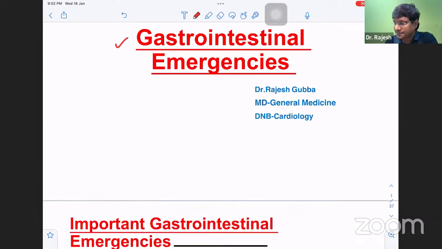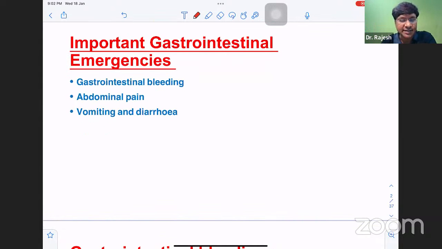Now, if you take up the important gastrointestinal emergencies, what are those? One, the patient will present to the emergency department with gastrointestinal bleeding. This gastrointestinal bleeding would be either an upper gastrointestinal bleeding or a lower gastrointestinal bleeding. And the other presentations to the emergency department will be in the form of abdominal pain, or in the form of vomiting as well as diarrhea. So these are the emergency presentations related to the gastrointestinal issues.